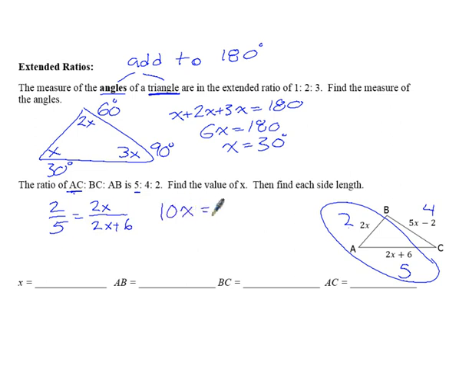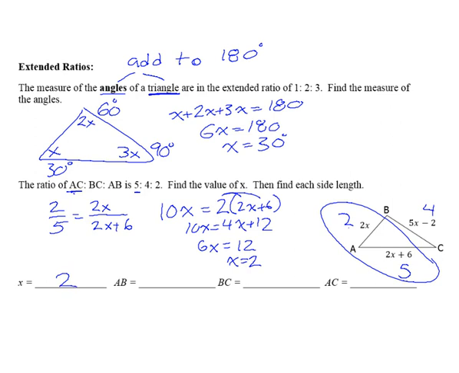So I get 10x equals 2 times 2x plus 6. Distribute. Subtract 4x from both sides. And then divide by 6. We get x is 2.